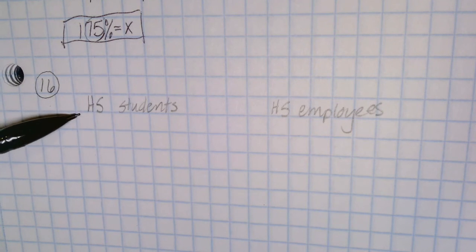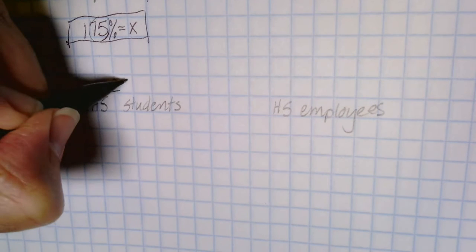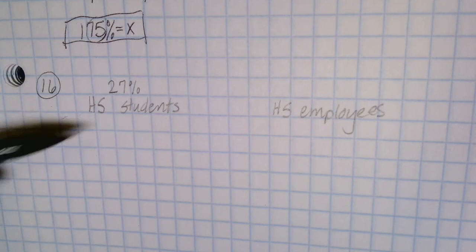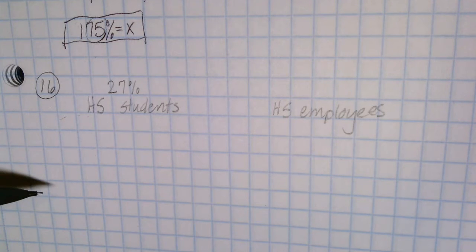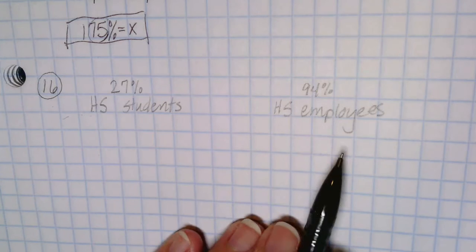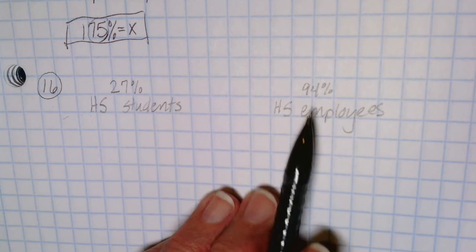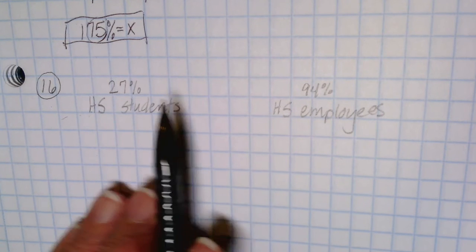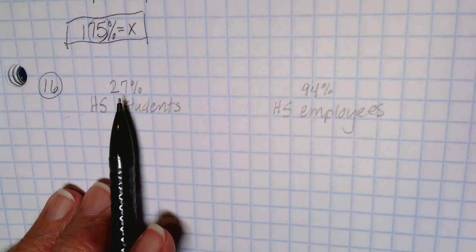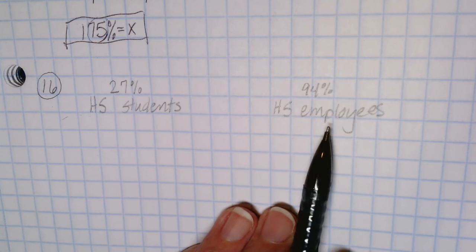So the problem tells us that 27% of the students drive at this particular high school, but 94% of the employees, the teachers, the custodians, the administrators, the secretaries, whoever, 94% of them drive. Well, that makes sense. High school students are teenagers. You wouldn't expect as many of them to be driving to high school as you would the employees.